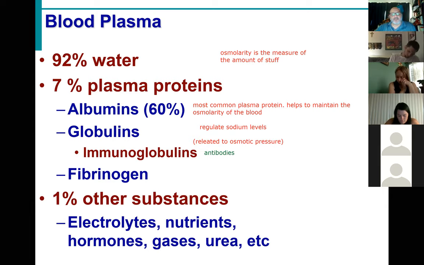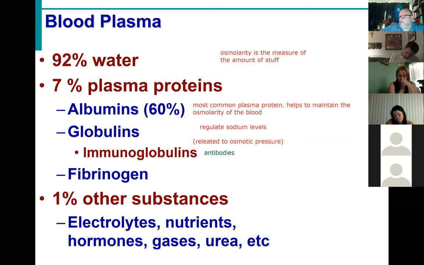And again, those are just three common plasma proteins. Your book lists others. And then obviously, if we do the math, that only makes 99%. So the other 1% is primarily the stuff that is being transported by the plasma. Things like electrolytes, nutrients, hormones, gases, wastes like urea, and things along those lines as well.